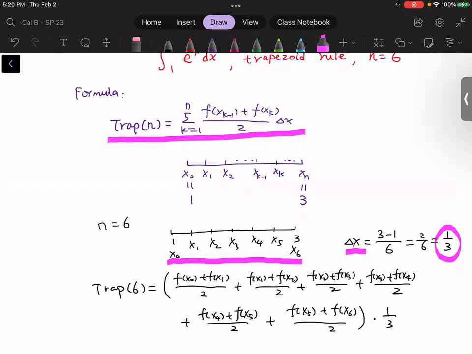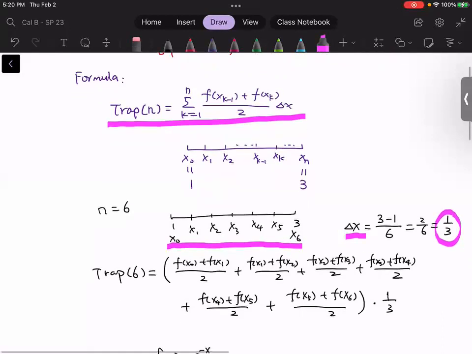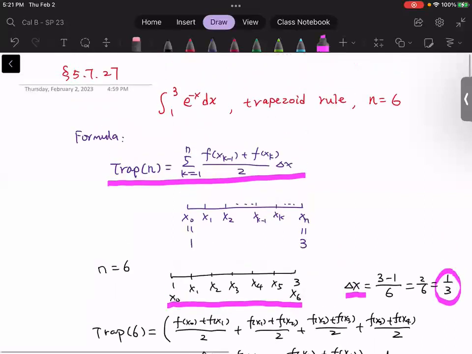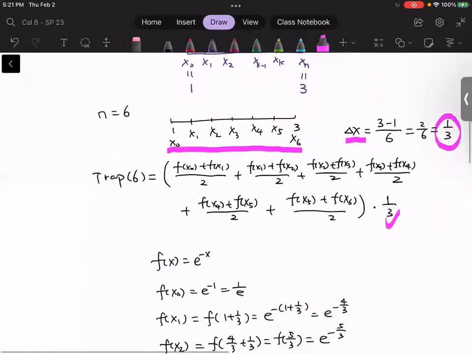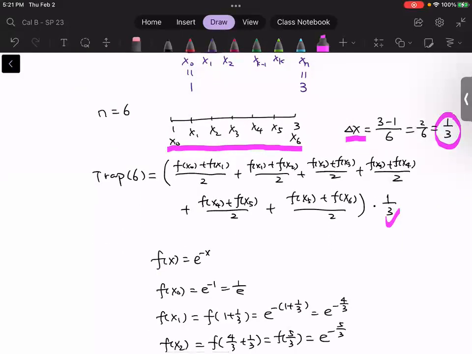All right. Now, we just write down the formula. In each subinterval, we add the function value at the left and the right endpoint, divided by 2, and then multiply by delta x, which is 1/3 in this case. Now we need to do a lot of function evaluations. There are some ways to simplify it, but the most straightforward way is just to calculate term by term.